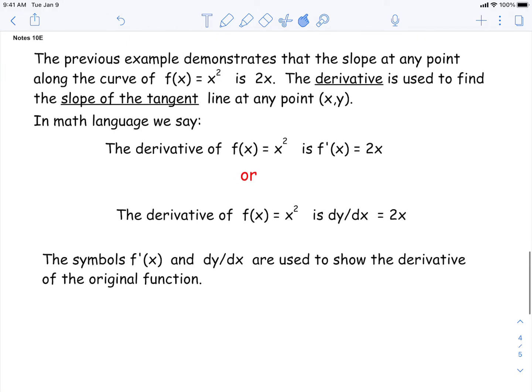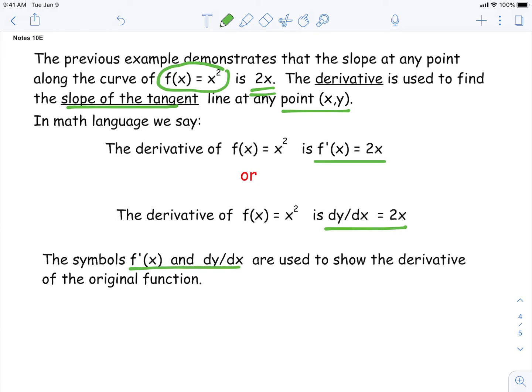In that previous example, the slope at any point along that curve, and we're using what we call the power rule, is 2x. It allows you to find the slope of the tangent line at any point. So here's a couple notations for you. F dashed x equals 2x, or dy dx equals 2x. Both of these are going to be used to show the derivative of the original function or relation.